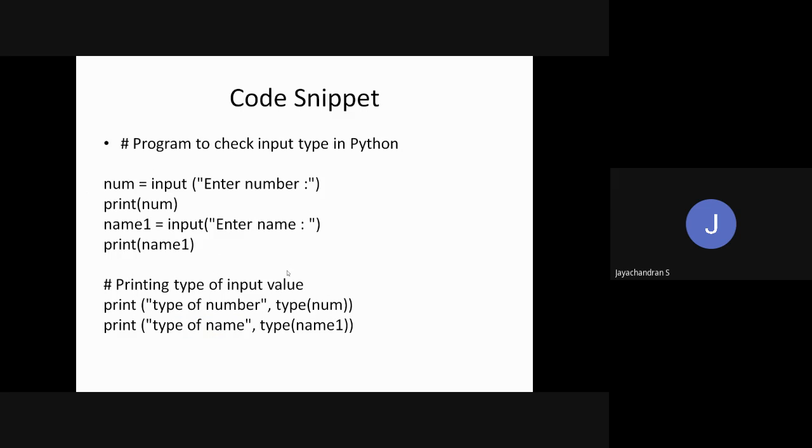Next, you can check the input type in Python. Here is a code snippet: you get a variable by entering a number and then print it, and then you enter a name and print that as well.